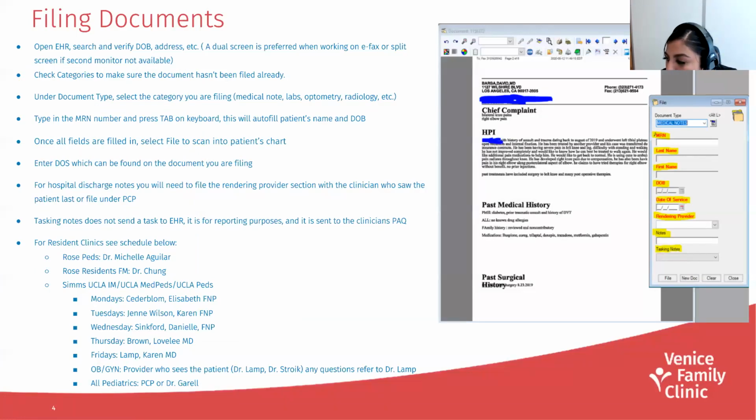So let me go back to the document. Okay, under document type, please select the category you are filing: medical note, labs, optometry, radiology, etc. Type in the medical record number if you know it, or I'll show you right now how you can search for it on EHR, so you can verify that it's the same patient on the eFax. Once all fields are filled in, select File to scan into the patient's chart. Let me go ahead and give you a demo on that.